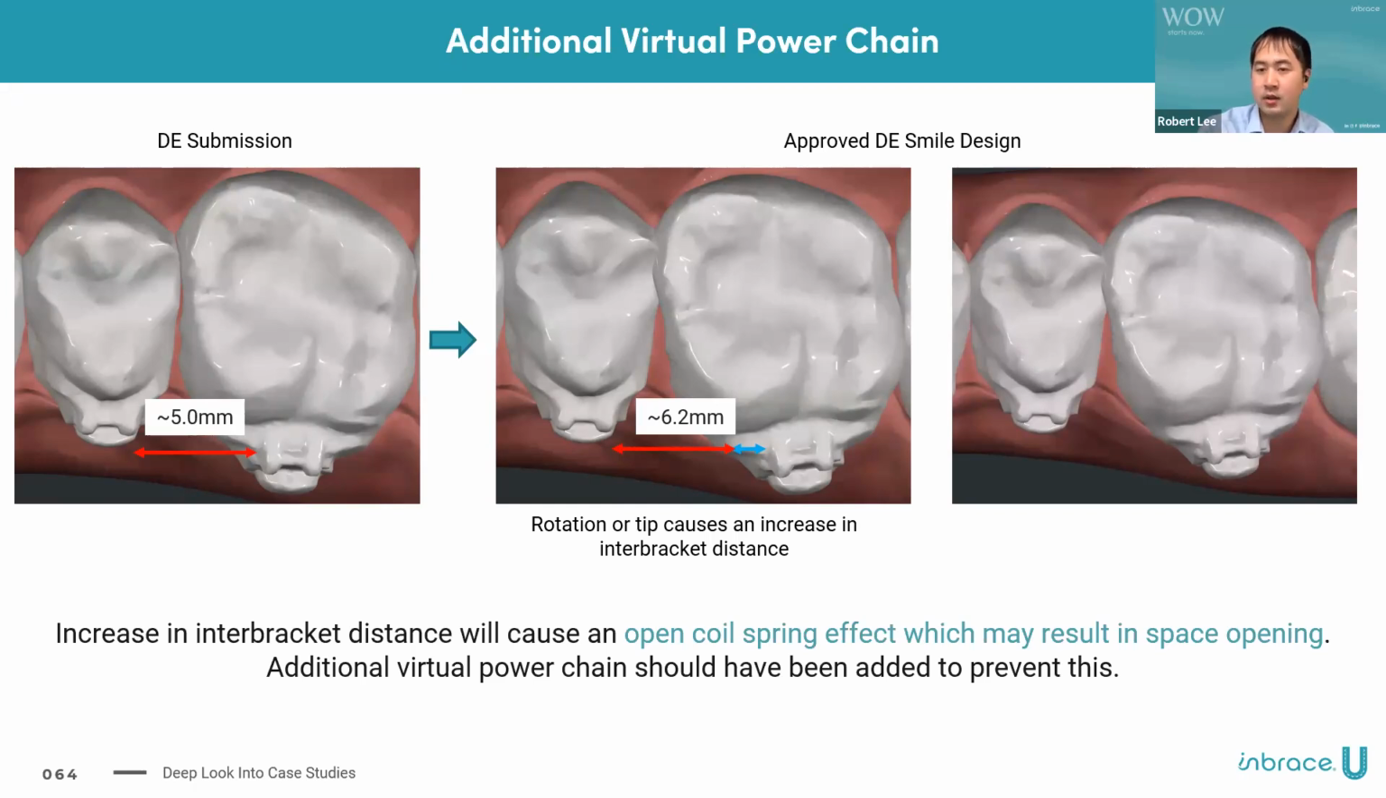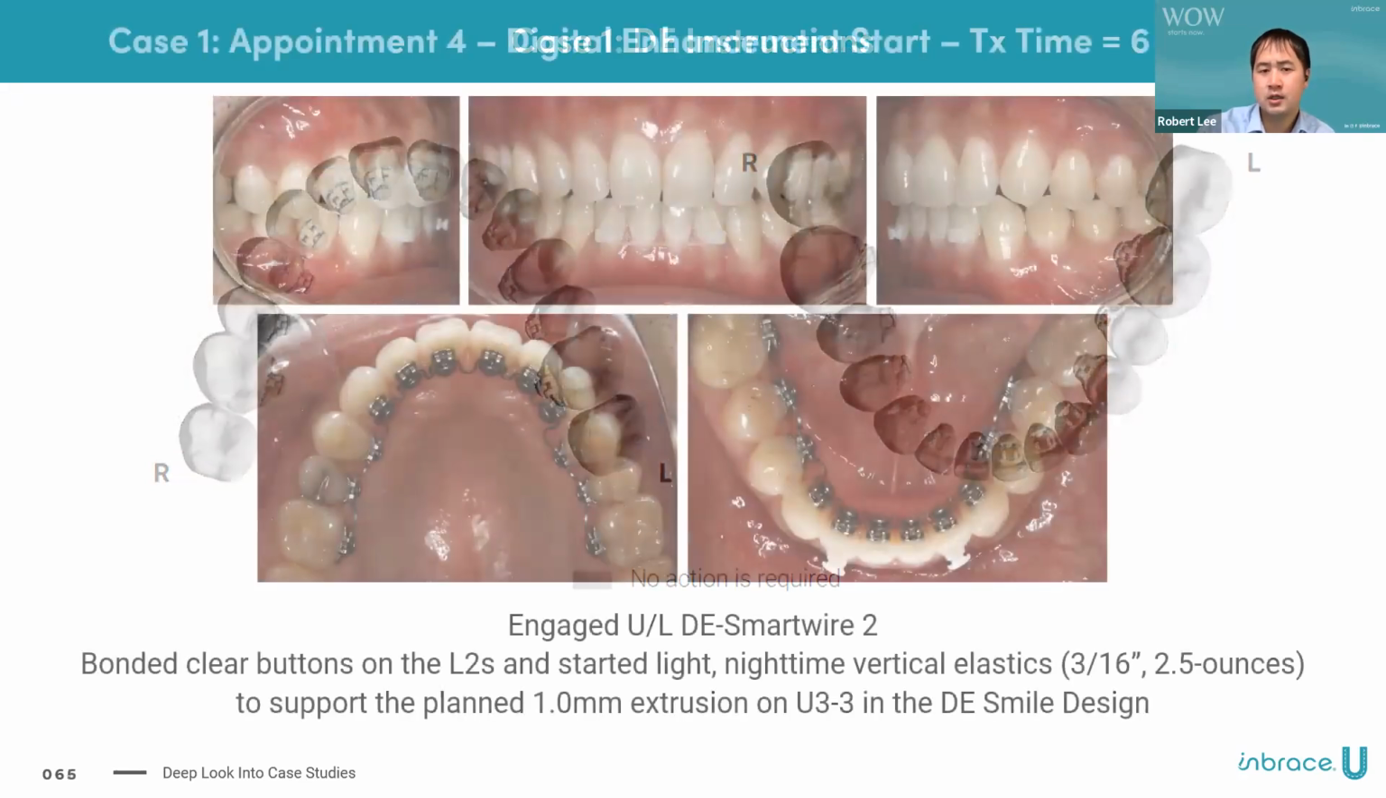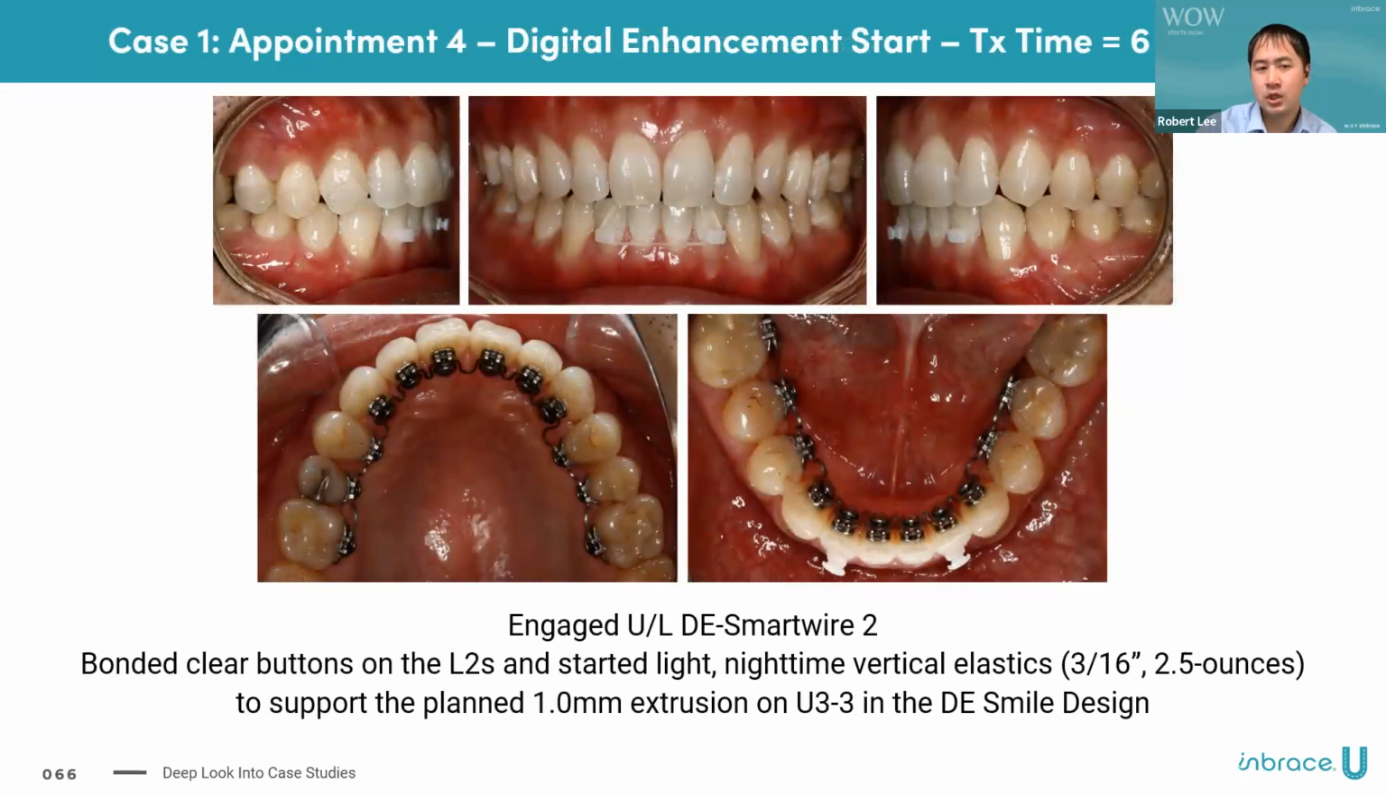We learned about it actually kind of through this case and maybe a few of my other cases. So, this is something we're going to be highlighting throughout this case. So then you look at your DE instructions. The instructions are very straightforward, no actions needed in this case. So with finishing with DE, you generally would just go straight to DE Smartwire 2. You don't need to go to the Smartwire 1, because you can engage the DE Smartwire 2 easily.